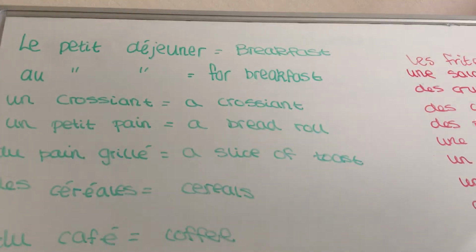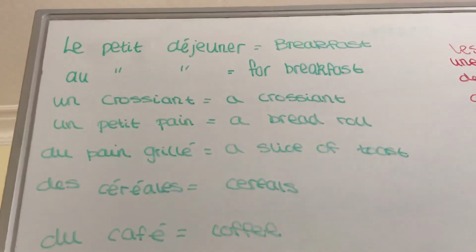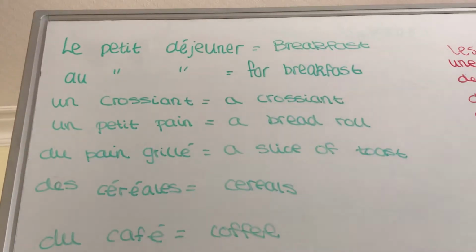Un croissant, a croissant. Just move the camera a wee bit. Un petit pain, a bread roll. Du pain grillé, a slice of toast. Now, what is the connection between toast and grill? Before there were toasters, people used to grill bread to make toast. So that's the wee connection there. And des céréales are cereals. So if you're in a hotel in France, you might say il y a des céréales.